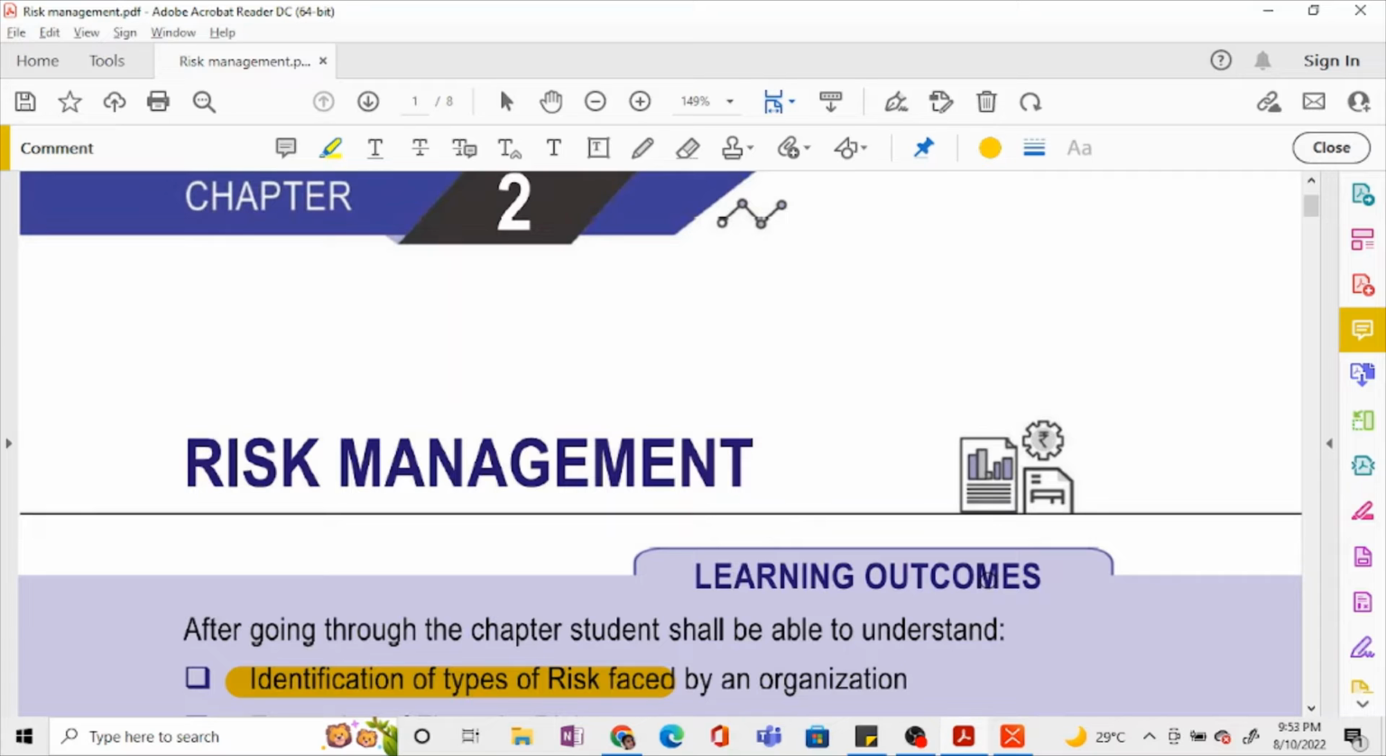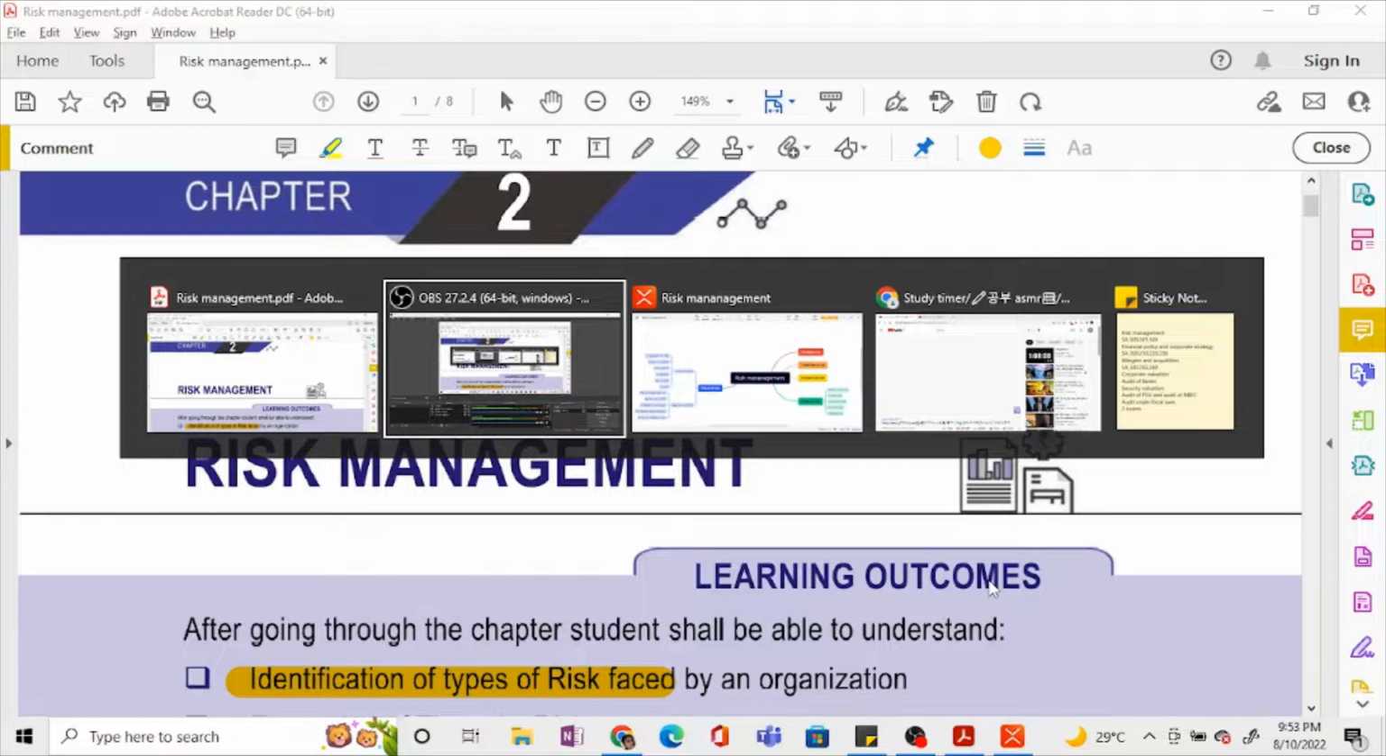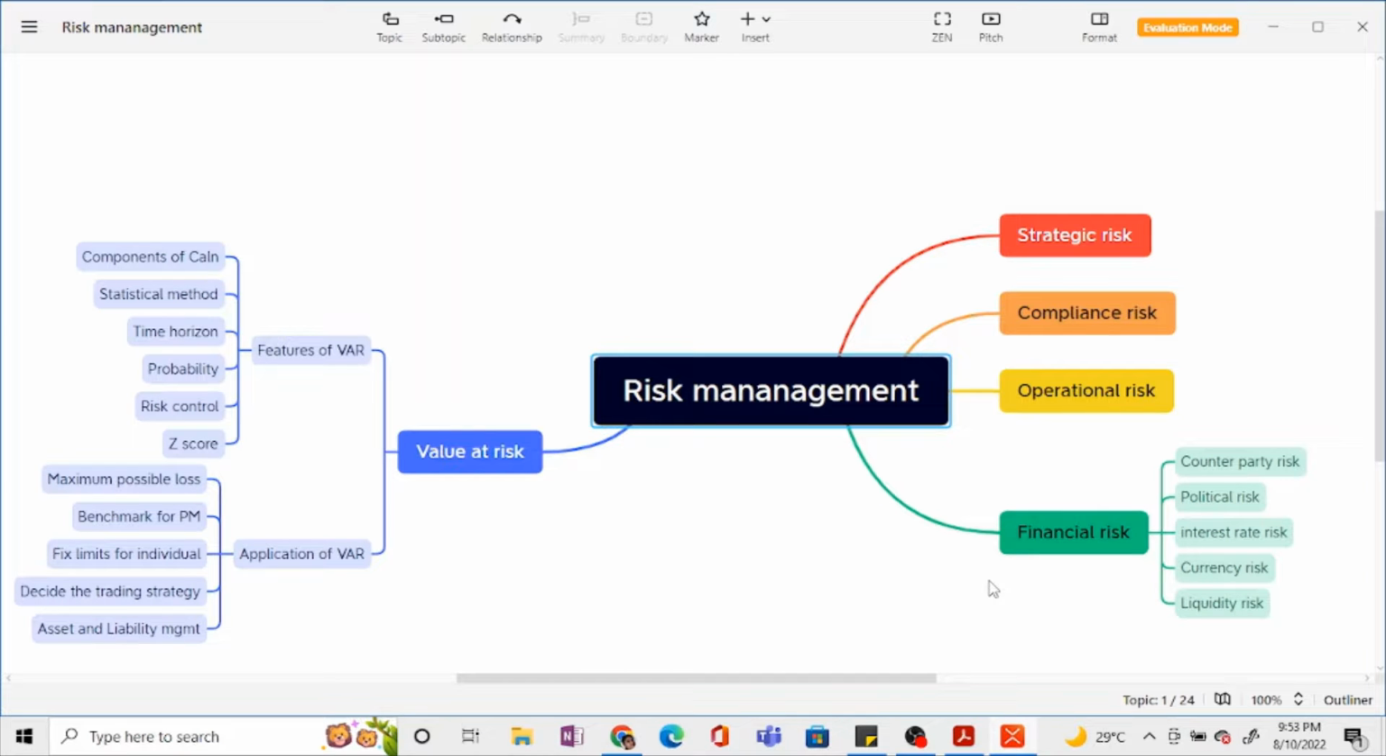Friends, in this video, we are going to discuss the chapter risk management. First, what are the types of risk faced by the organization? There are various types of risk. The first one is strategic risk. The second one is compliance risk, then operational risk, and the fourth one is financial risk.